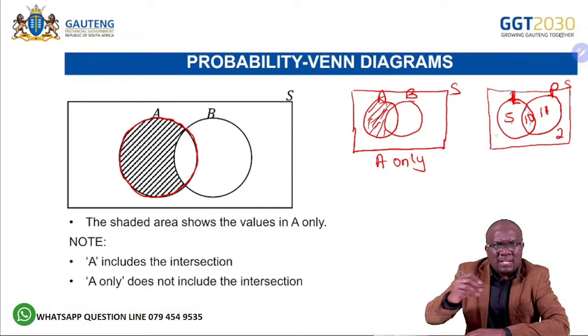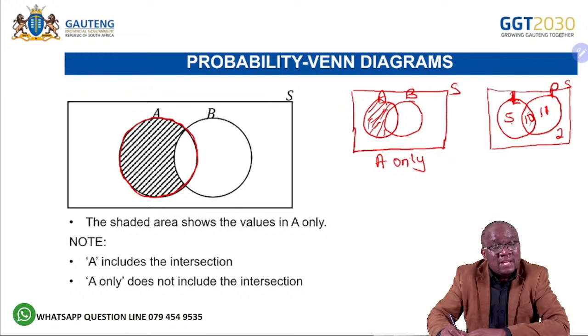How many learners altogether? We have to include even these ones which are not doing physical sciences and not doing life sciences. These two are not doing physical sciences, they are not doing life sciences. You see that? But they are in the sample space.